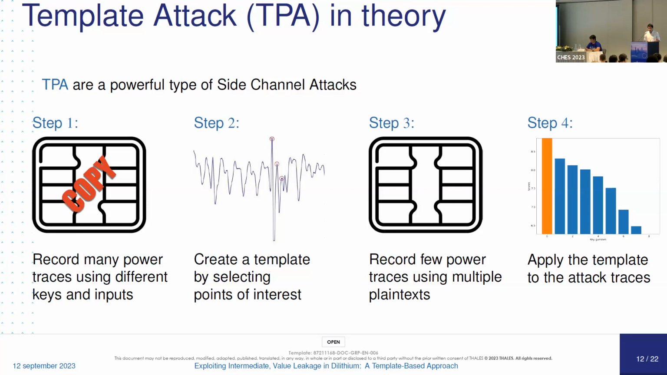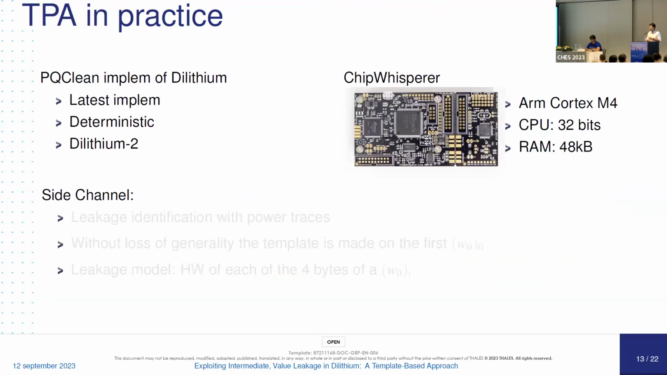So in practice, we decided to use the PQClean implementation of Dilithium, which at the time was the latest one available. It is the deterministic Dilithium 2 version, but the attack also worked for other versions of Dilithium as well as the randomized version of Dilithium. For the hardware, we worked with a ChipWhisperer-Lite, which is an off-the-shelf board used in academic research. It has a 32-bit Cortex-M4 and 48 kilobytes of RAM.